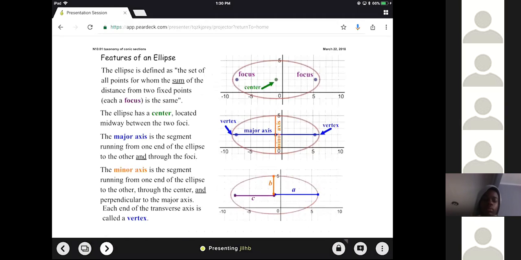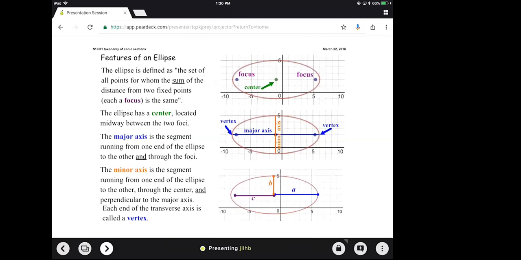All right, so then an ellipse looks sort of like a squashed circle, and that's in no way an accident or coincidence. Its definition is sort of like the circle on steroids. It's defined as the set of all points for whom the sum of the distances from two separate points is a constant, or the sum is the same no matter what point you pick. Each of those points is called a focus, and together they're called foci. They sort of play the role of the center of a circle. But the ellipse also has a center, which is located halfway between the foci.